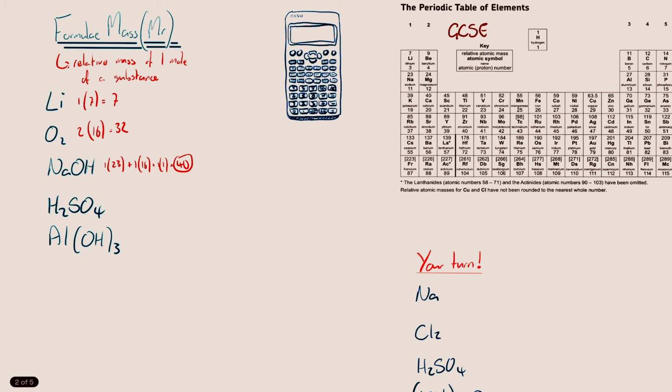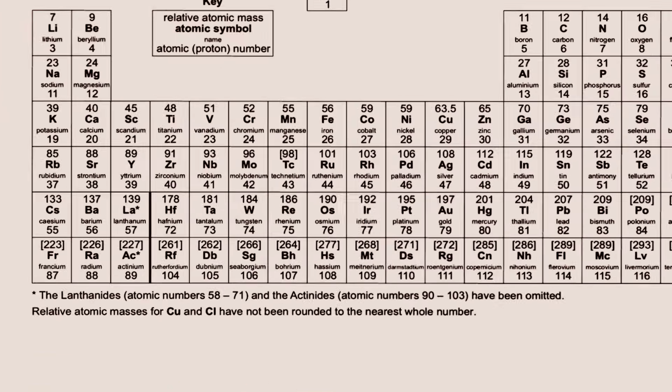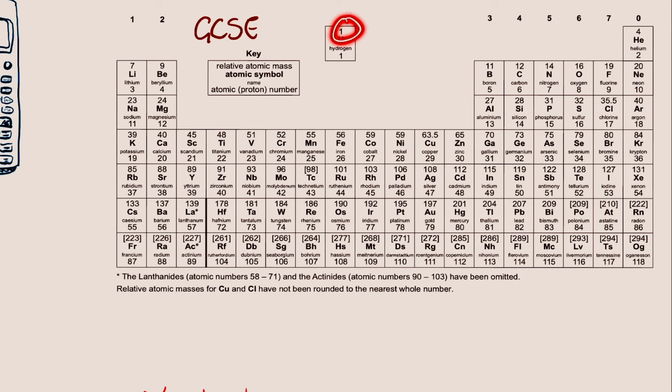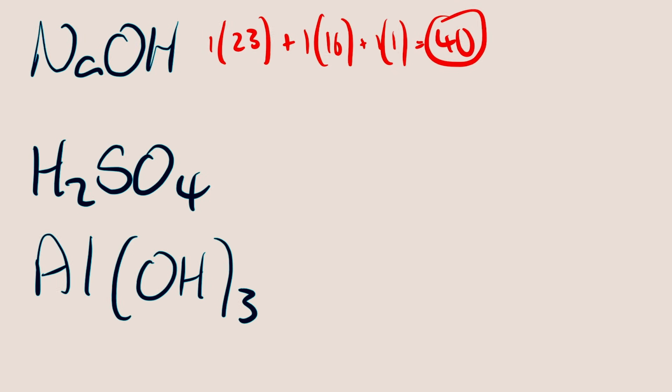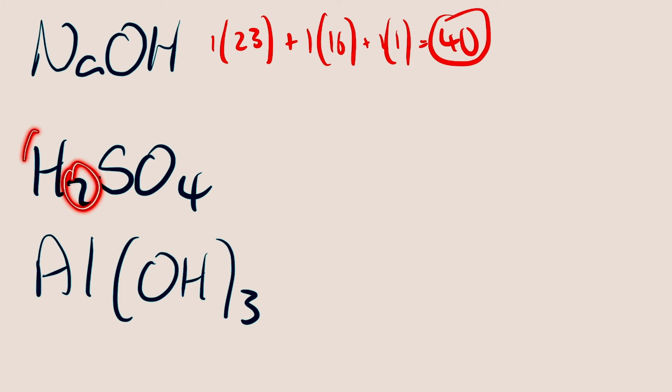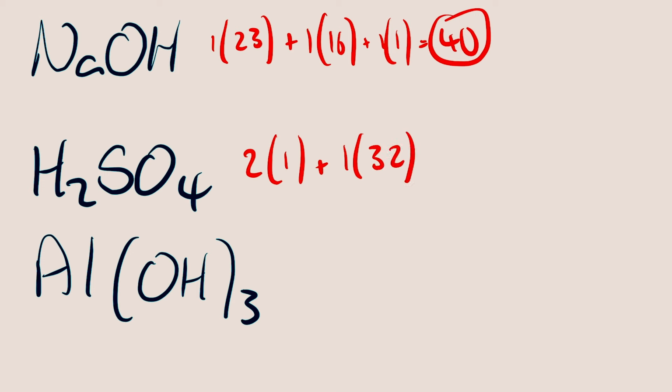Next, sulfuric acid, H2SO4. So we're getting slightly more difficult as we go. Hydrogen 1, sulfur 32, oxygen 16. So here I've got 2 lots of hydrogen, so 2 lots of 1. I've got 1 lot of sulfur, so plus 1 lot of 32, plus 4 lots of oxygen, plus 4 lots of 16. That gets me to 98.